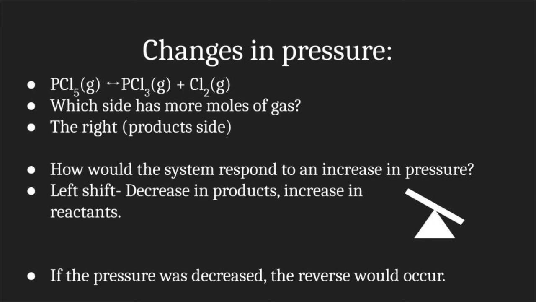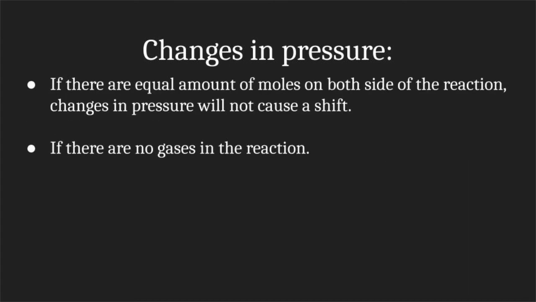And like always, if we were to decrease the pressure instead of increasing it, everything would be flipped. There would be a right shift, we would make more products, and the amount of reactants would decrease. So now, just a few closing notes on changes in pressure. If we had an equal amount of moles on each side, a change in pressure will not cause a shift. So if we had 2 moles and 2 moles, and we increase the pressure, nothing would happen. Also, I'm going to restate it, if there are no gases, pressure does not affect the reaction.